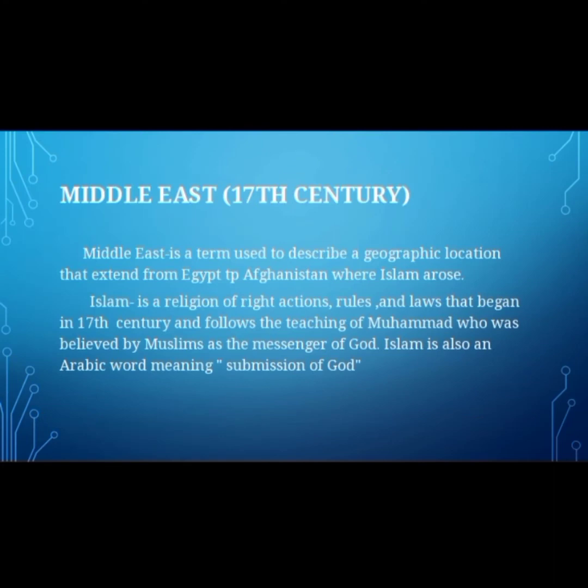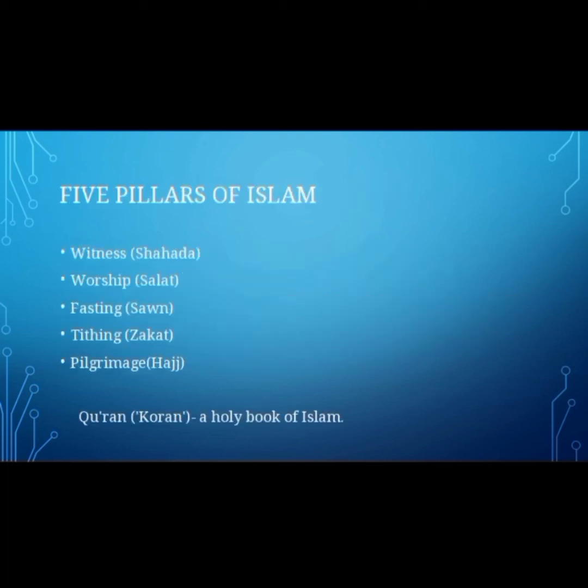The next topic is the Middle East in the 7th century. Middle East is a term used to describe a geographical location that extends from Egypt to Afghanistan, where islands arose. Islam is a religion of right actions, rules, and laws that began in the 7th century and follows the teachings of Muhammad, who is believed by Muslims to be the messenger of God. Islam is also an Arabic word meaning the submission to God.